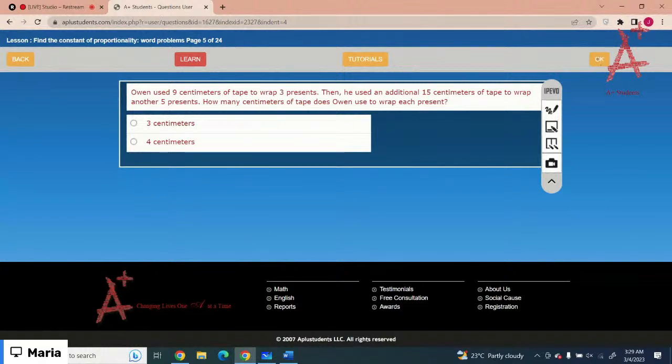Got it? You have to divide. y is the centimeters of tape and x is presents. So it would be 9 over 3. So it is 3. Got it? So the constant of variation is the same for both the values. So it would be 3 centimeters. Got it?